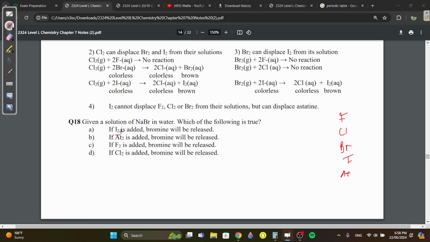Okay, so let's see. Will bromine be released if we add I2? You have to ask yourself, is the halogen more reactive than the halide? Is iodine more reactive than Br? It's not, so the first one's wrong. At, is it more reactive than Br? No. F2, is F more reactive than Br? Yes, it is. Is Cl more reactive than Br? Yes, it is. So only C and D.